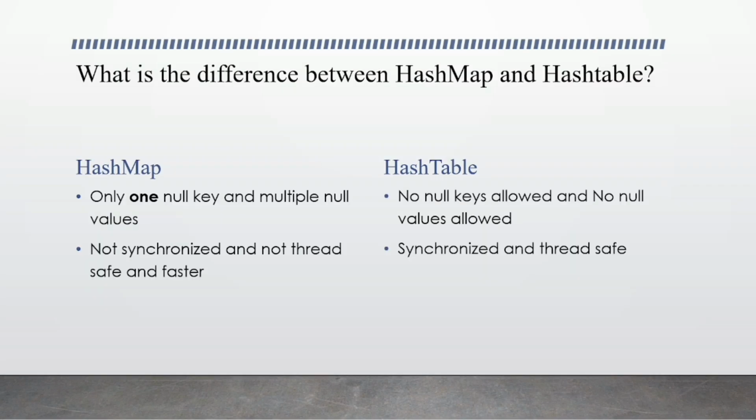Next question is, what is the difference between HashMap and Hashtable in Java? HashMap is a class which is derived from the Map interface, which allows only one null key and multiple null values. Hashtable is a legacy class which does not allow null keys and null values. HashMap is not synchronized, so it is not thread safe, but it is faster as compared to Hashtable. Hashtable is synchronized and thread safe, but it is slower as compared to HashMap.